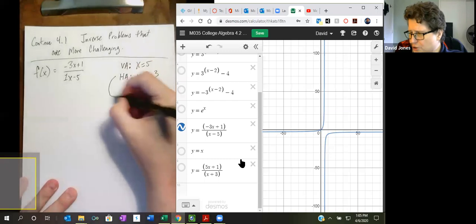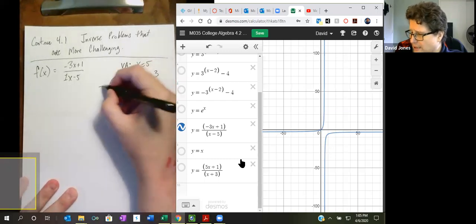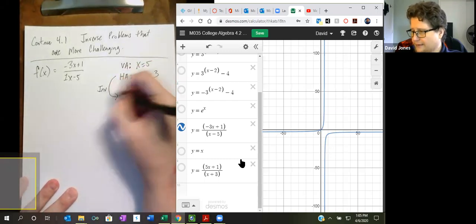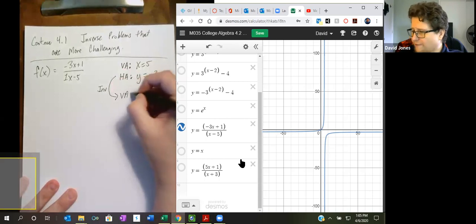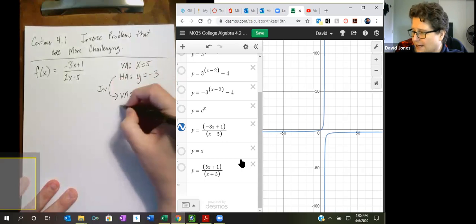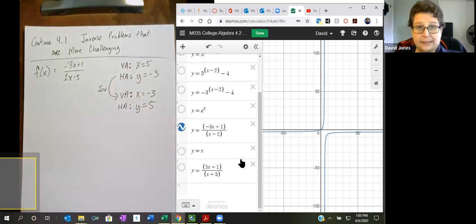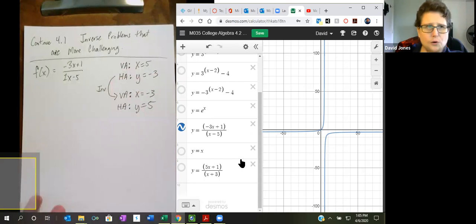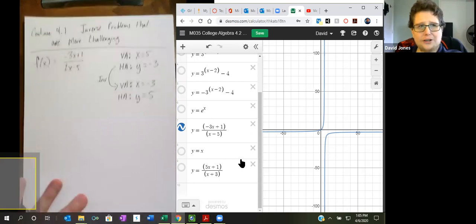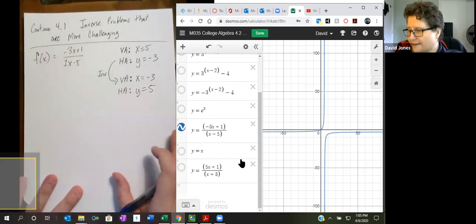When we switch to the inverse, these flip. The vertical asymptote now becomes x equals negative 3, and the horizontal asymptote becomes y equals 5, because the x and y values change. They swap for inverses. Let's work out this problem, though, that's a little more challenging, and calculate the inverse for this function.